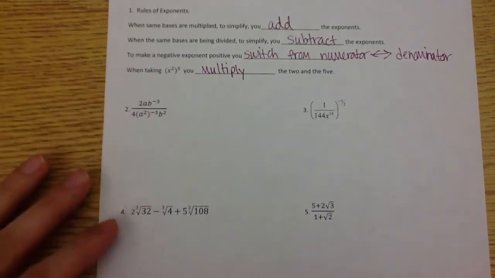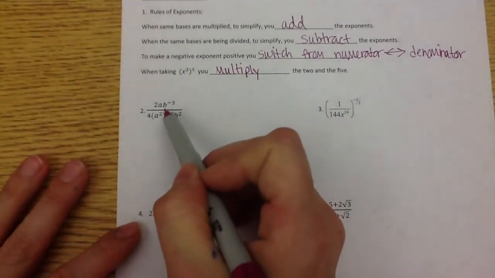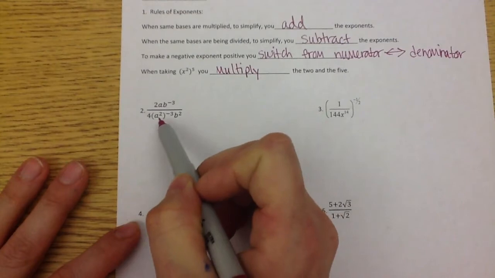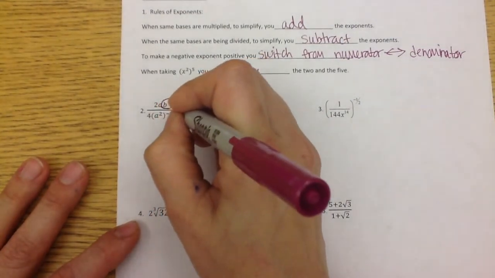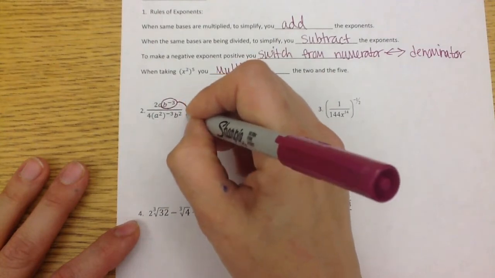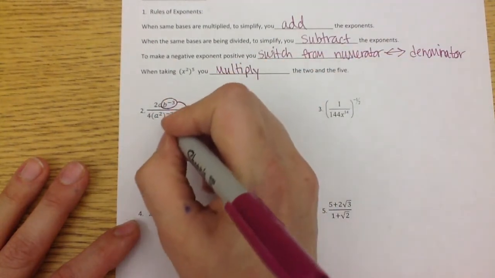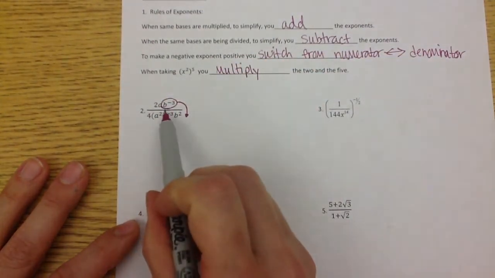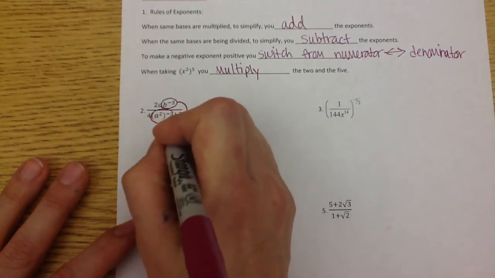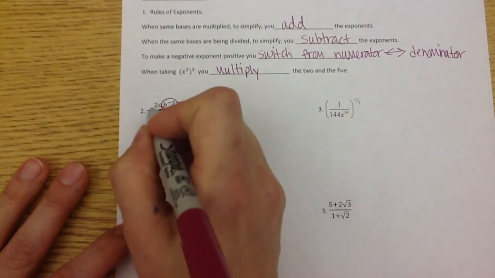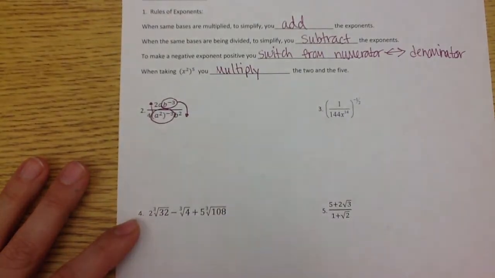In this first example, number 2, I have a negative exponent on b, and I have a negative exponent on a squared. So what I'm going to do is take whatever the base is that's attached to the negative exponent and move it. So I'm going to be moving b to the negative third down to the denominator, and then I'm going to be moving this whole a squared to the negative third up to the numerator.